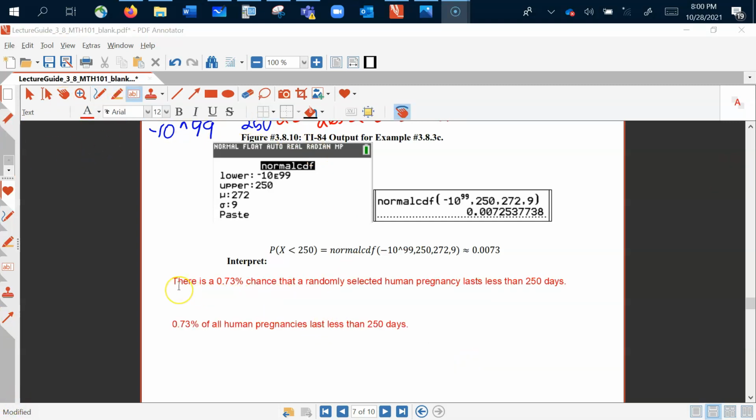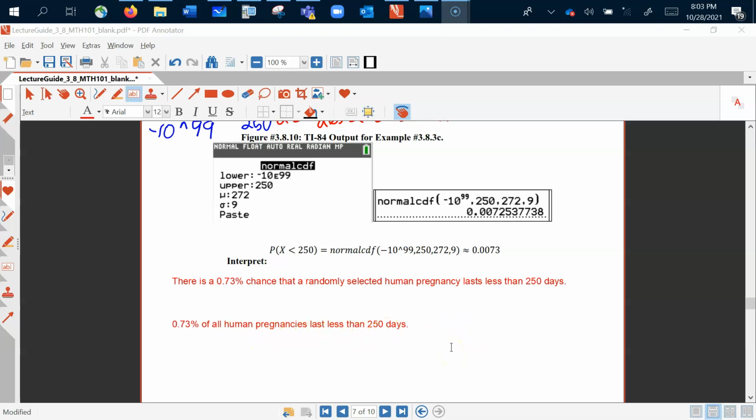All right, so here's the interpretation for a randomly selected individual. There's a 0.73% chance that a randomly selected human pregnancy lasts less than 250 days. Or we could have the interpretation for all pregnancies. 0.73% of all human pregnancies last less than 250 days.